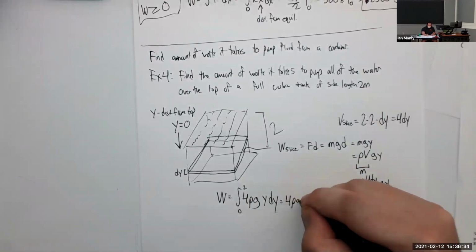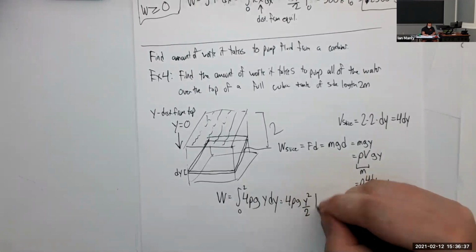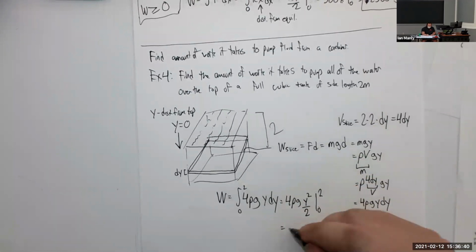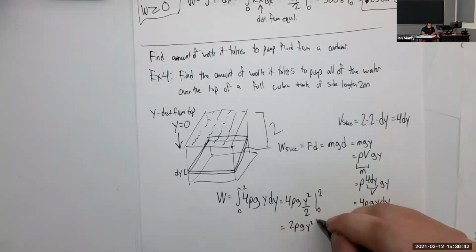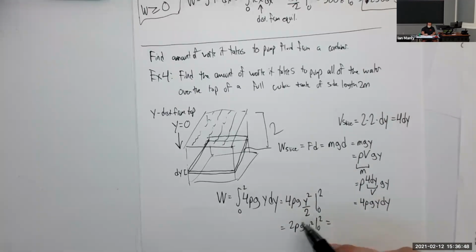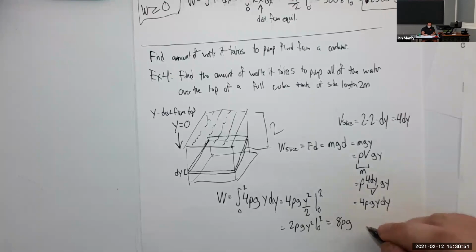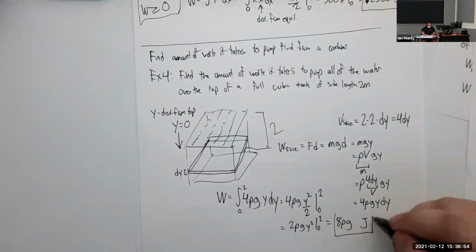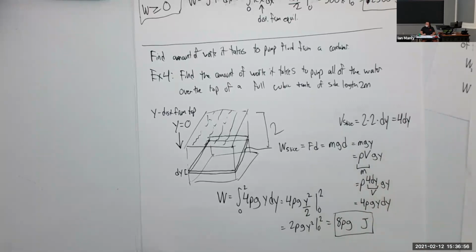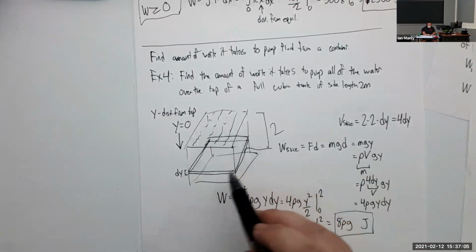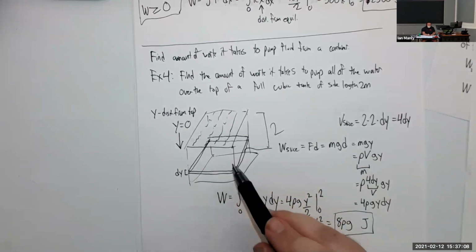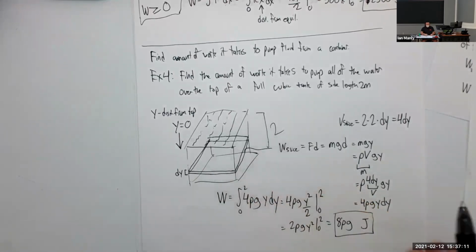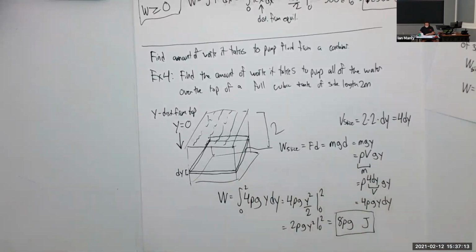So we're going to have 4 rho g y squared over 2, from 0 to 2. This is the same as 2 rho g y squared. And then if I plug 2 into here, 2 times 2 is 4, and then times another 2 will be 8. So I have 8 rho g, and since this is work, my unit is going to be joules. So that's how we deal with pumping water out of something: we figure out the volume of one slice at a particular level, and then we figure out how much work it needs to move out that one slice.